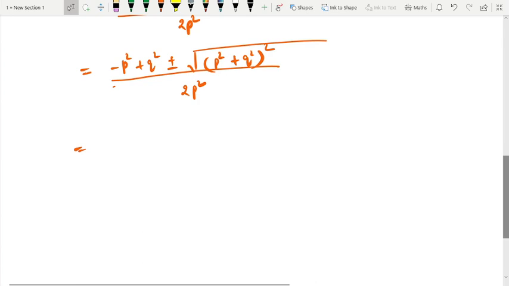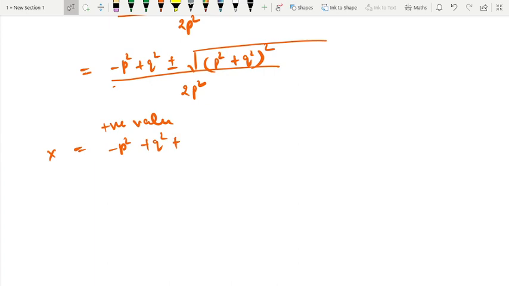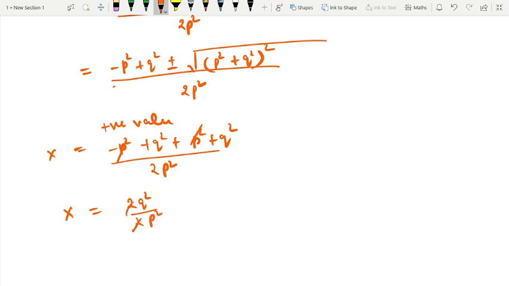Now simply solve it. First take the positive value, then you will get minus p square plus q square plus, since under root and square are there, they will vanish. So p square plus q square as it is, divided by 2 p square. So p square cancels out, so the value of x is equal to 2q square upon 2 p square, that is 2 cancels out, so the value is basically q square divided by p square.